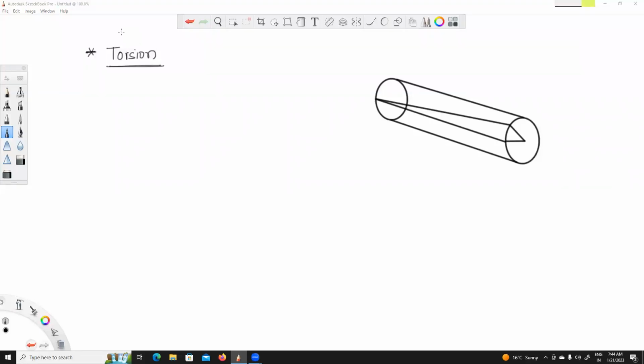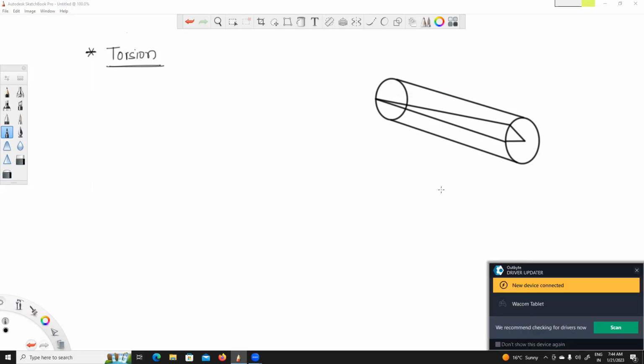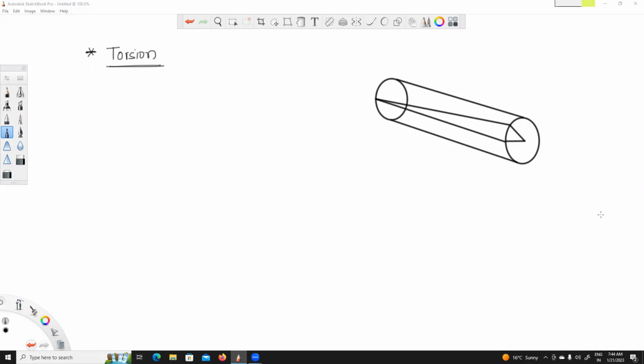Welcome to this class. In this class, we'll study about torsion of a shaft having circular cross section. I have already drawn a figure over here. So to study the torsion of this particular shaft, let us consider this particular shaft as shown in figure.